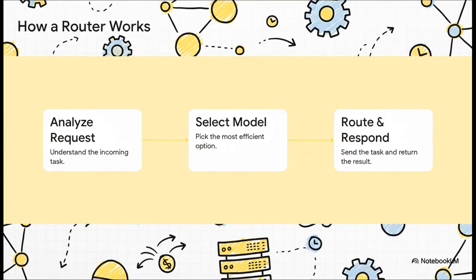And the process itself is actually super straightforward. First, the router analyzes the incoming request. Is it a simple yes-no question, or is it some kind of complex multi-part analysis? Second, based on that analysis, it picks the best fit model from all the options it has. And finally, it sends or routes the request to that model and gets the response back. Analyze, select, route. It's simple, but it's incredibly powerful.